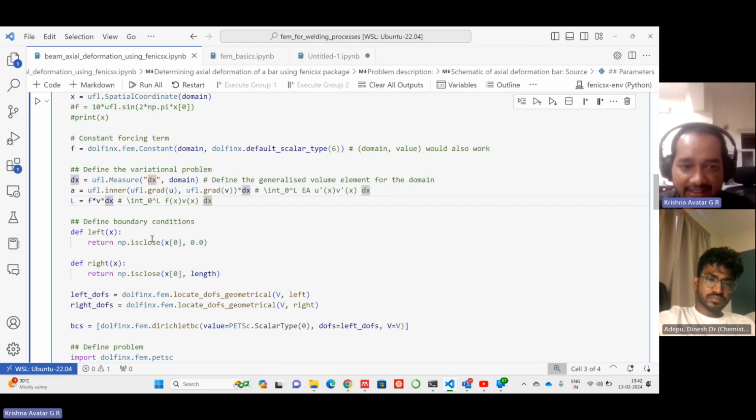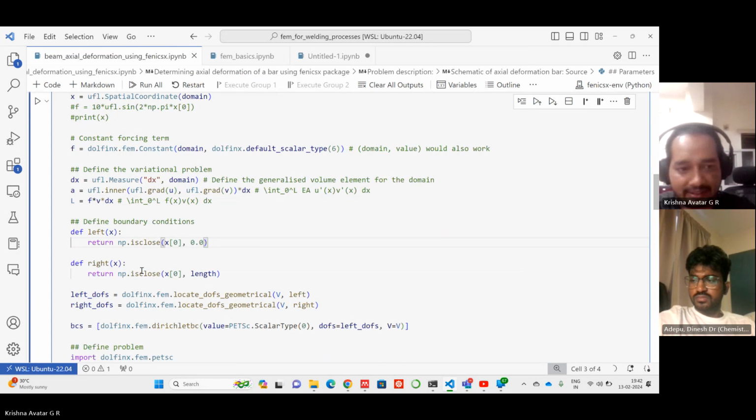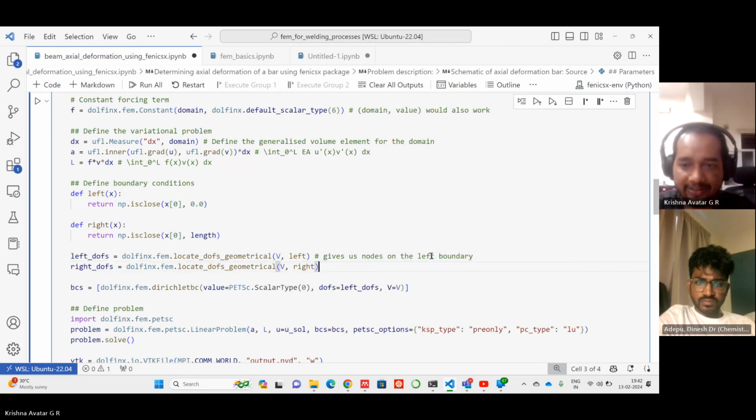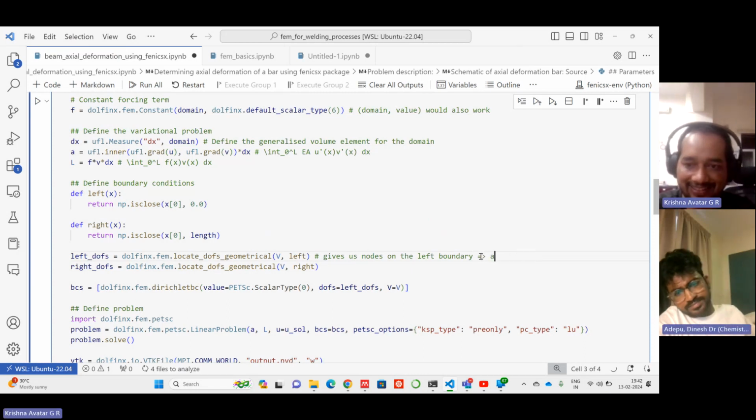Now we define the boundary conditions. So let's first detect the nodes for the left hand side and the nodes on the right hand side. And then we locate the DOFs, the geometrical DOFs for the left and the right. So this gives us the node on the left boundary, which is just one point in this case, a single node.